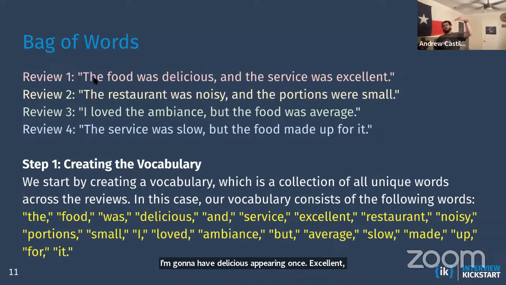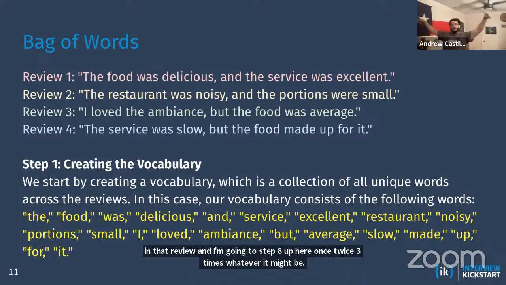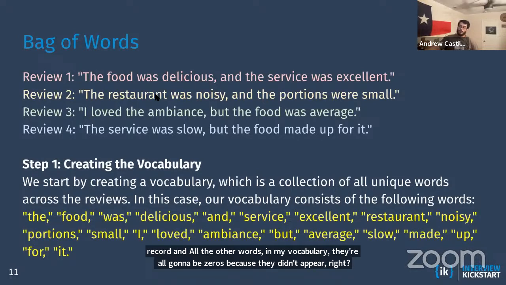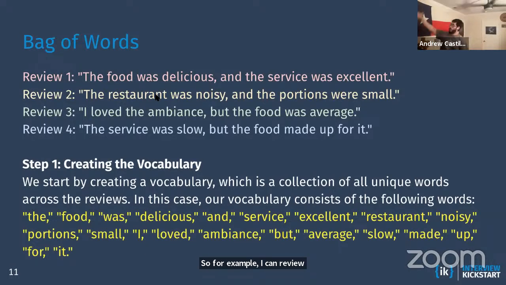So I have a review and I'm going to say, okay, how many times does each of these words appear in that review? It appears once, twice, three times, whatever it may be. And I'm going to put all those numbers inside of that record. All the other words in my vocabulary are going to be zeros because they didn't appear. So for example, in review one, the word restaurant does not appear, so where there's restaurant up in the features, that's going to be a zero. Noisy, that's going to be a zero. Portion, that's going to be a zero. So on and so forth.